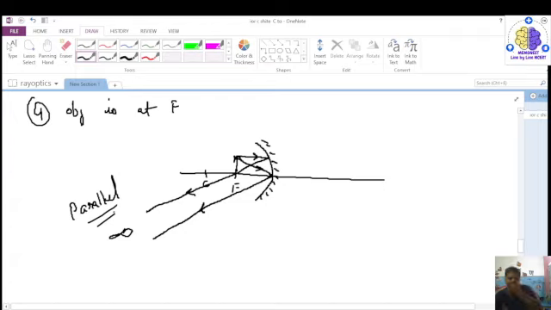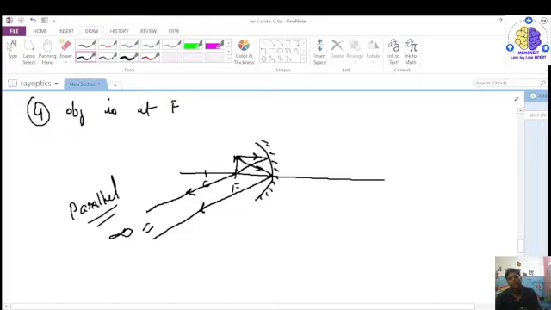And when they are parallel to each other, it is assumed that they will intersect at infinity, and because they will intersect at infinity, the image will be formed at infinity. So whenever the object is placed at focus, the image is formed at infinity, and if the object is at infinity, then the image is formed at focus, right? When the object is at infinity, the image is formed at focus.